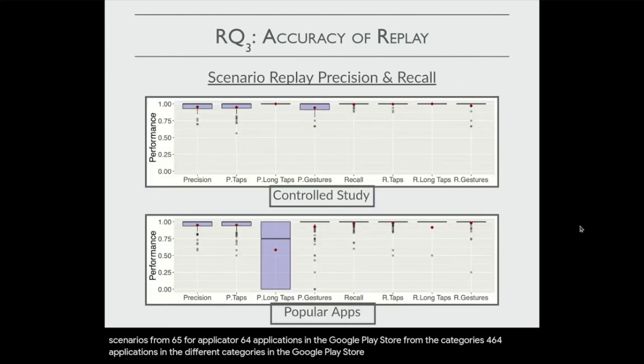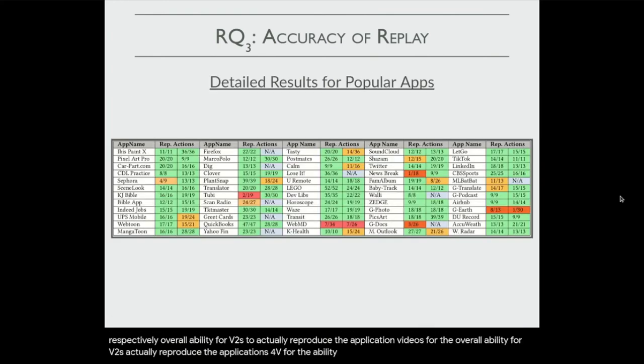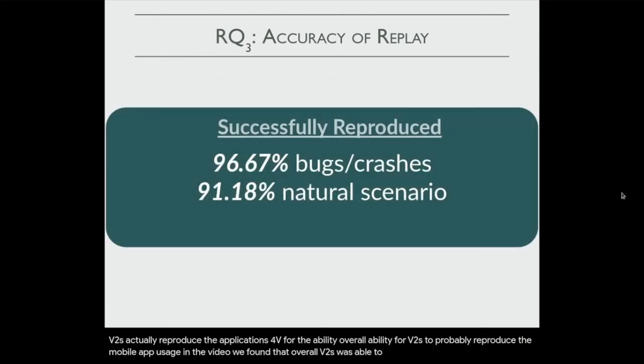We measured a variety of different metrics, such as the precision and recall of V2S. Overall, V2S had a precision and recall for classifying the action of 95% and 98% respectively. For the overall ability of V2S to properly reproduce the mobile app usage in the video, we found that overall V2S was able to successfully reproduce 96% of the bugs and crashes and 91% of the natural scenarios.